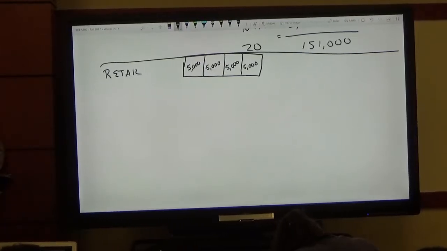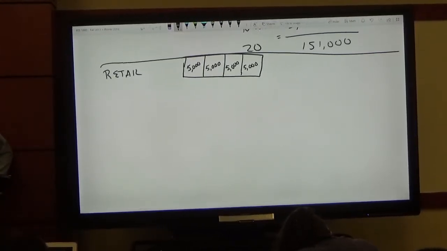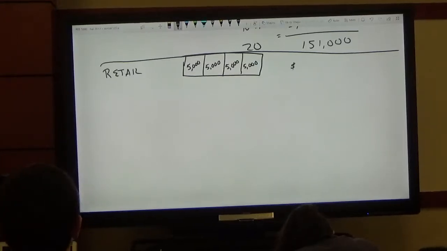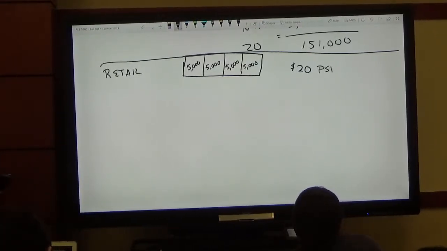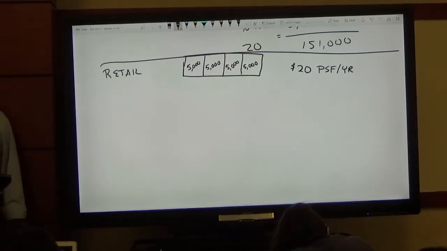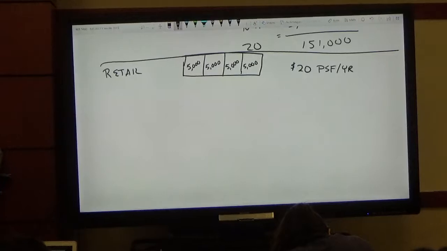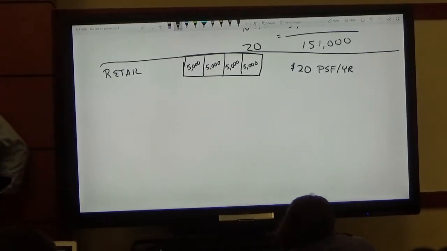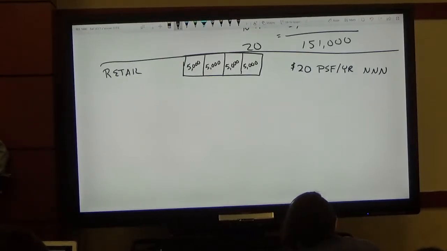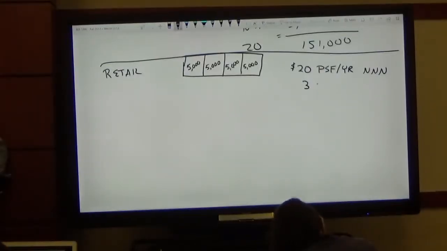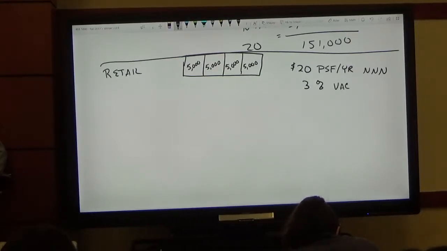All right. What sort of rental rate do we want to have on these? Okay. We want $20 per square foot, and that's going to be per year. And do we want this to be gross, triple net? Triple net. Okay, triple net. And any vacancies? 3%. Well, you're optimistic. Okay, 3% vacancy. That's 3% annually? That's what she said.